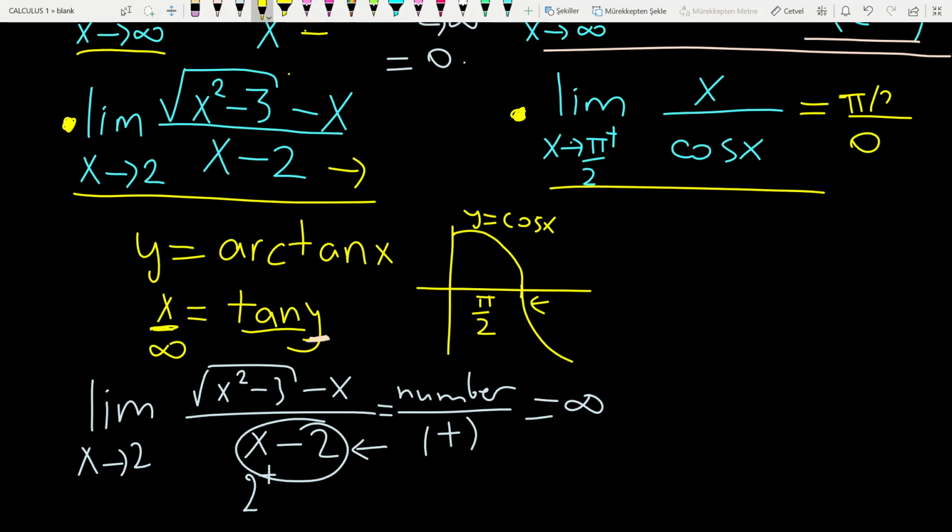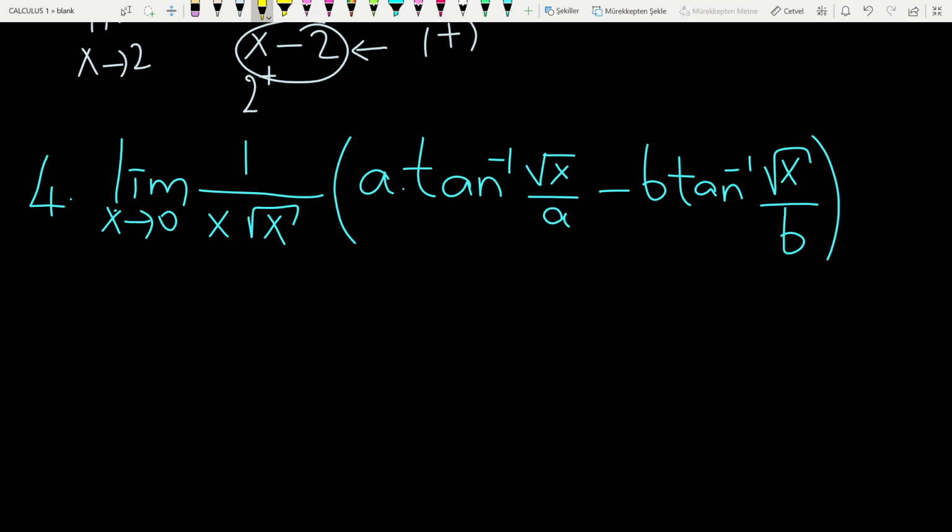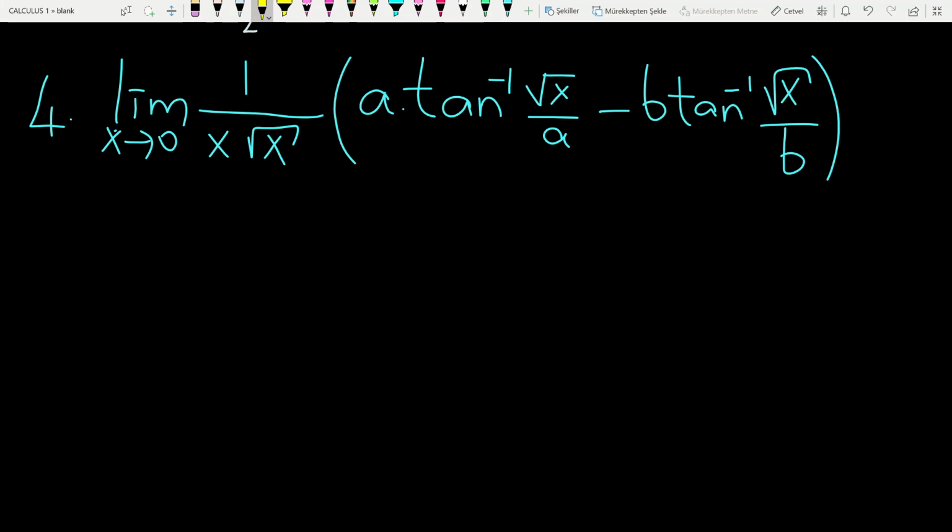The numerator goes to pi over 2. Finally, you have plus infinity here. So that is all. Not a difficult one. And the final question is the most difficult one. We will be careful about the final one.